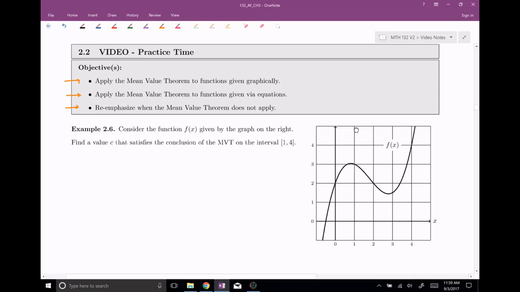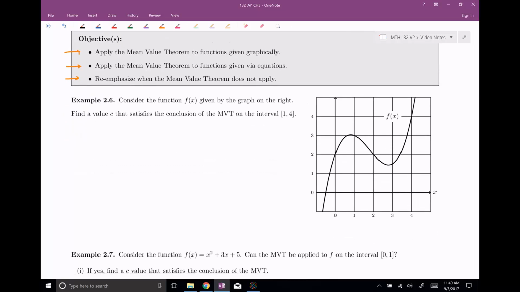In our first example, you can see that I have not given you the equation for this function. All we have is a graph, and we would like to at least be able to estimate a c value that satisfies the conclusion of the mean value theorem on the interval from 1 to 4. So here's our 1, here is our 4. Remember, we're on this interval between 1 and 4. This is our region that we're staring at. You can kind of forget about the rest of the graph to some extent.